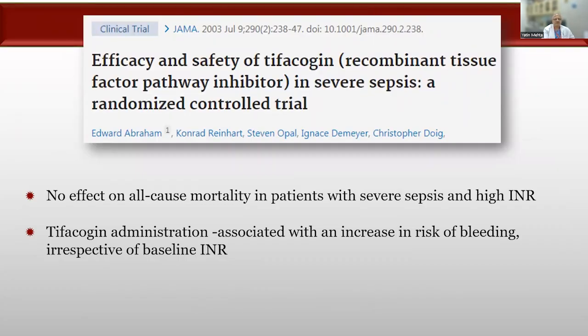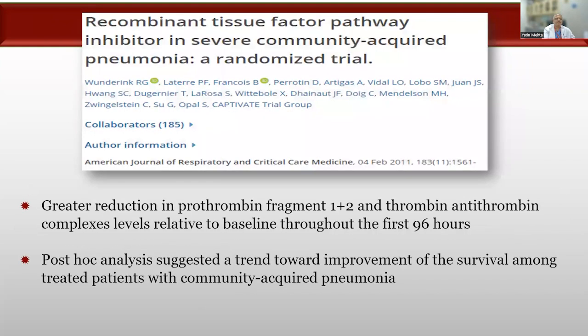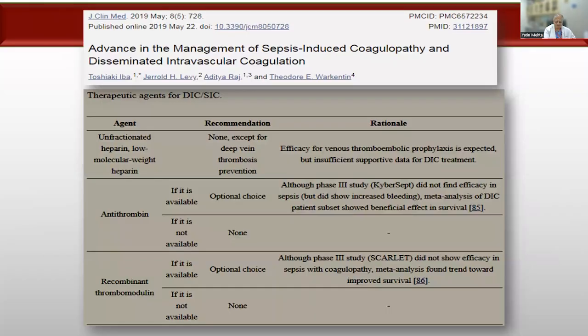So this paper published in JAMA, Reinhart's group from Germany, showed no effect on all-cause mortality with severe sepsis and high INR. Tifacogin administration was associated with an increase in risk of bleeding. Again, another paper showed greater reduction in PT and thrombin-antithrombin complex levels related to baseline, and post-hoc analysis suggested a trend towards improvement of survival. This was in community-acquired pneumonia patients.